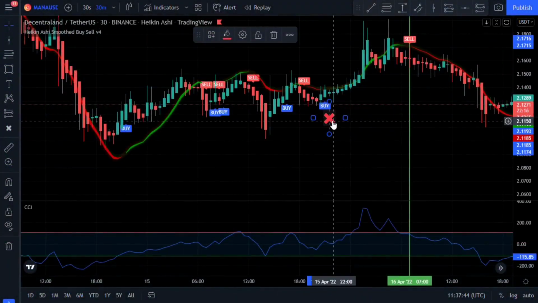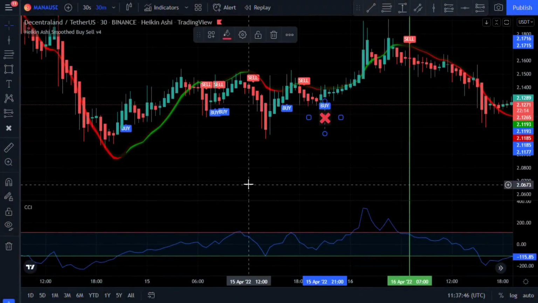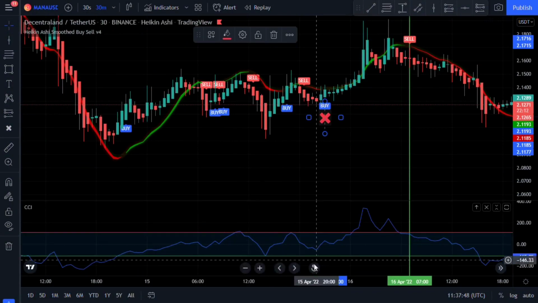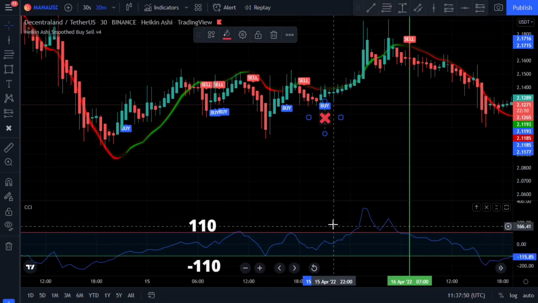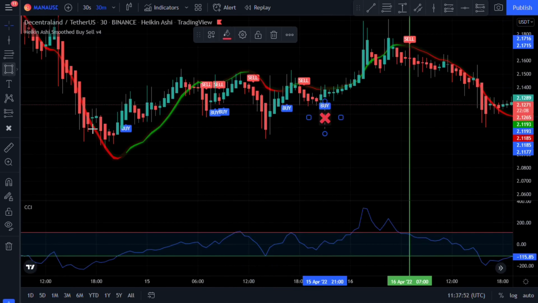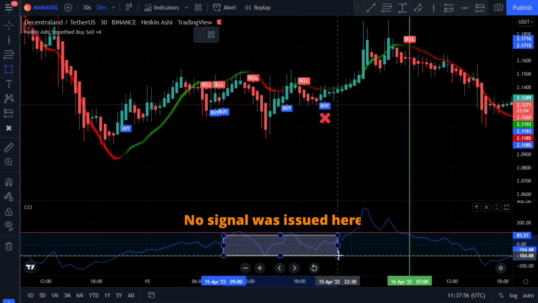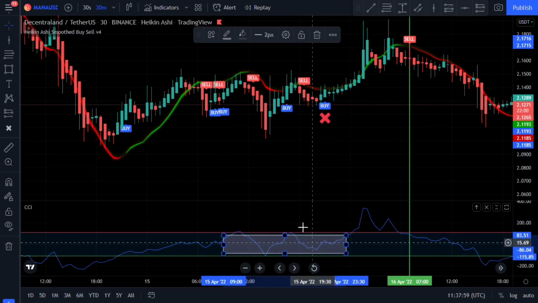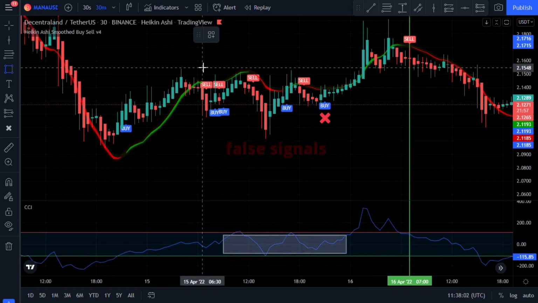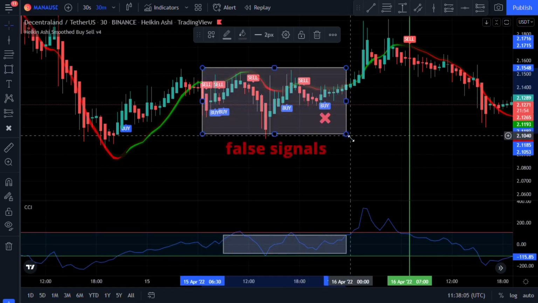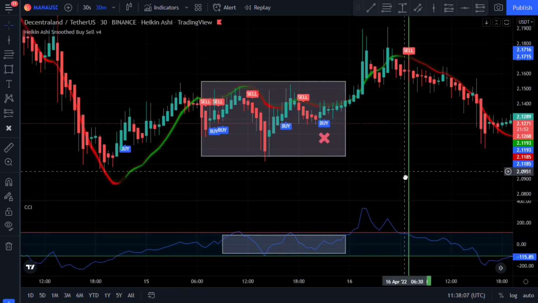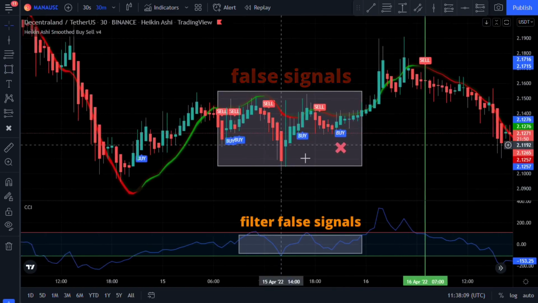Let's go to the times when the price chart is in ranging mode. I set the number 100 of these CCI lines to 110, to easily filter out false signals. The CCI indicator has not output any signal here. But the Heikin Ashi indicator has issued some false signals here. But the CCI indicator with its new changes has filtered these false signals.